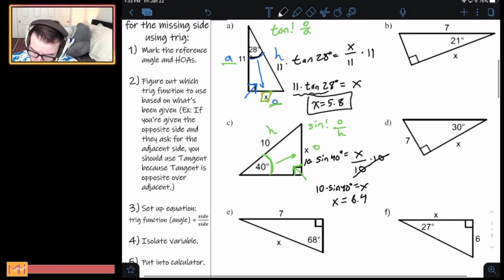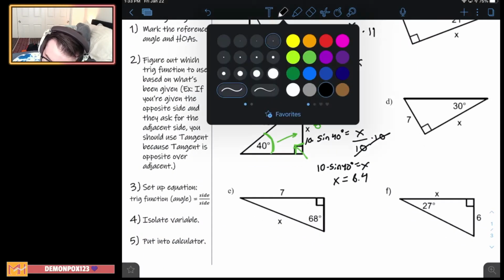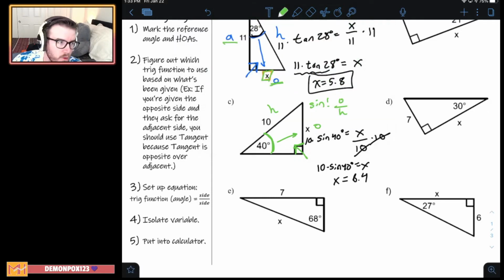So get ready for a question here. Let's label this together, and then you're going to tell me which trig function we should use: sine, cosine, or tangent. Here's 68 degrees. 7 is, think about it, this isn't the question yet, but is it opposite, adjacent, or hypotenuse? It's the opposite side. And x is the hypotenuse. So tell me, which trig function should we use?